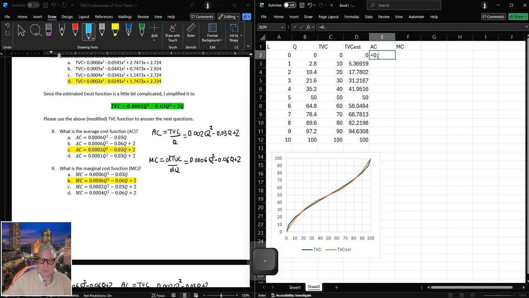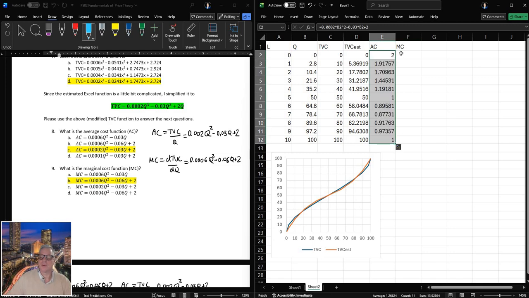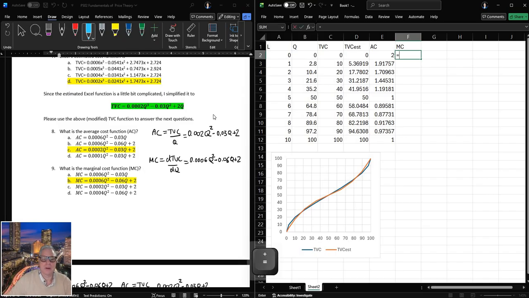Okay, equals 0.0002 times Q squared minus 0.03 times Q plus 2. Okay, let's copy this down. Oh, it looks different. There must have been a typo. The good thing is if you know what the functions are supposed to look like, you can actually tell whether you made a typo.